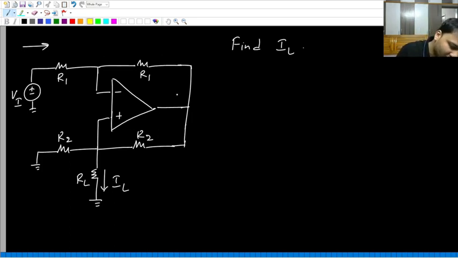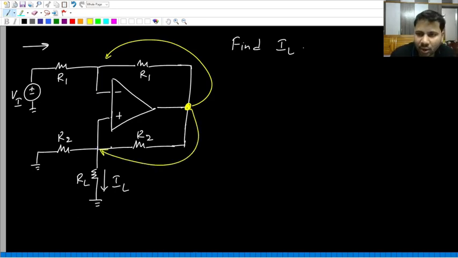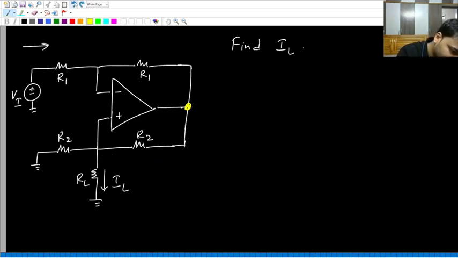First and foremost, if you observe the output of the op-amp, it is connected to the minus input terminal. It is also connected to the plus input terminal. Whenever that is the case, first we need to decide whether the op-amp is in negative feedback or not. So here also, first let us try to find out the type of feedback. How do you find the type of feedback? Before that, let me make a copy of this.